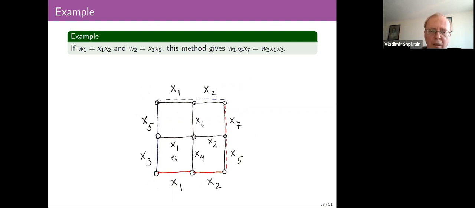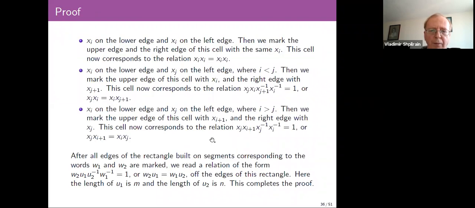Now, how do we mark edges inside this rectangle, which is in this case a 2 by 2 square? Look at this X3, X1. This is the case where X1 is on the lower edge and X3 is on the left edge, and 1 is less than 3. Then the upper edge is marked by Xi, by the smaller of these two.